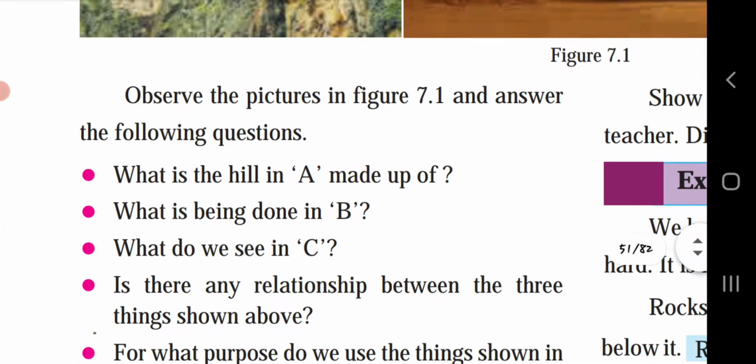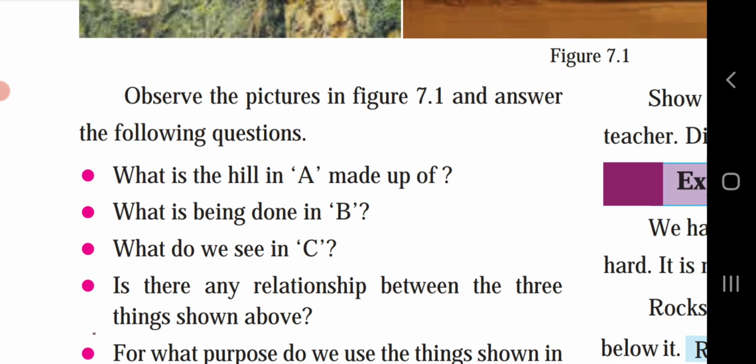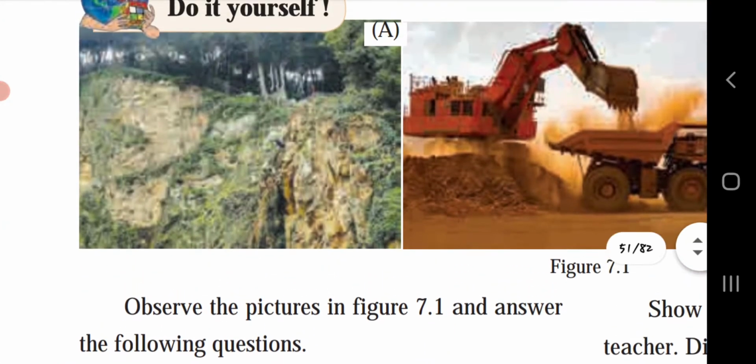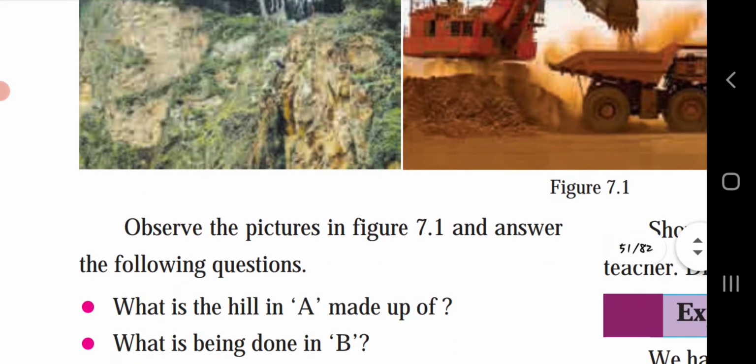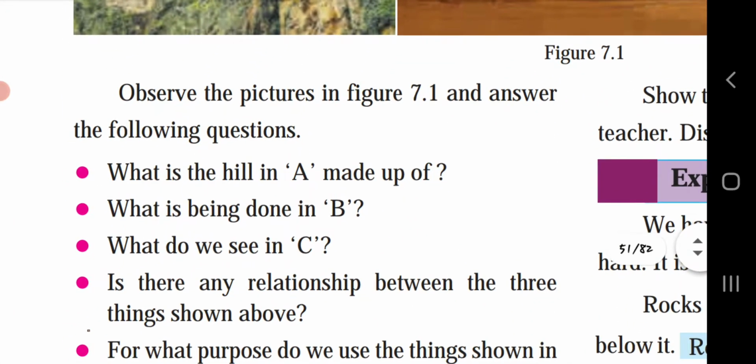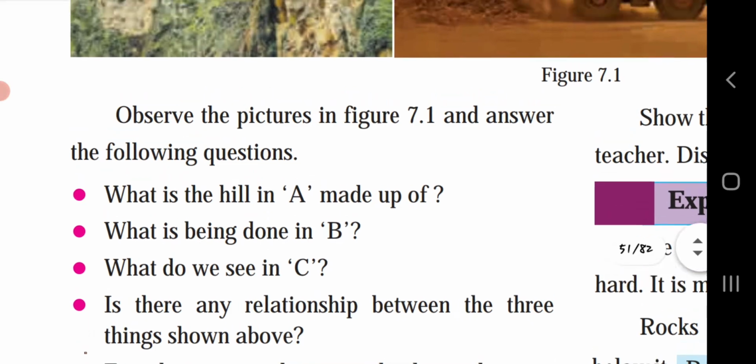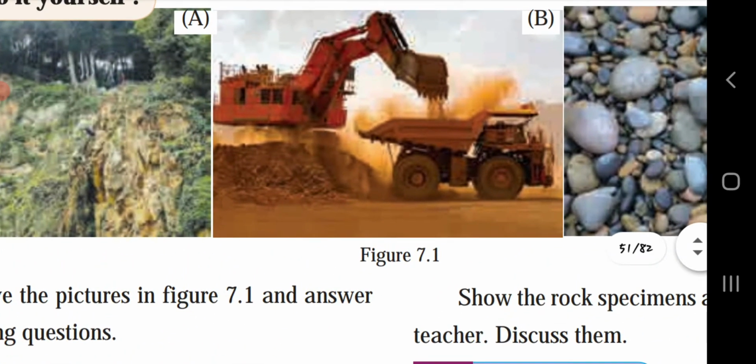Let's start with the questions. What is the hill in A made up of? The hill is made up of rock. What is being done in B? Here, the decomposed soil is being collected in a truck.